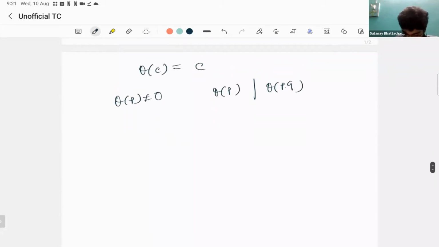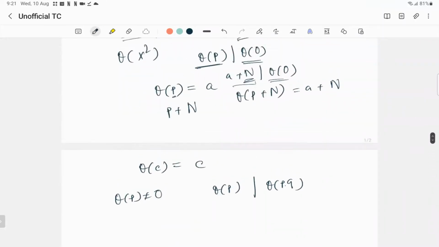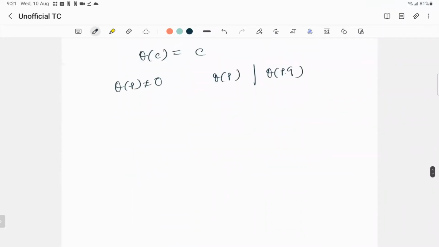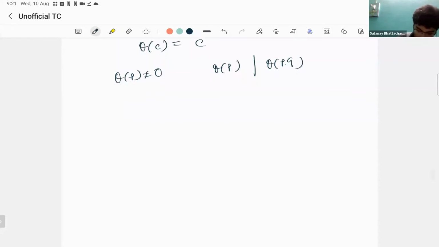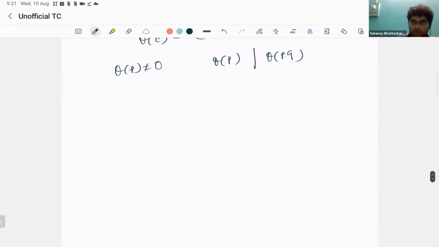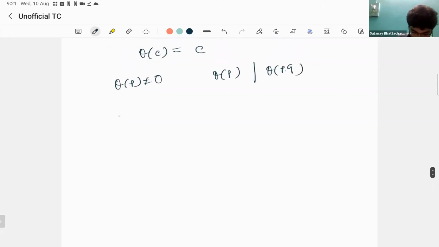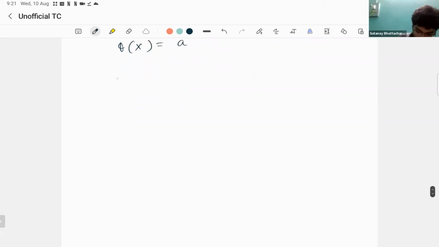Back to our problem. We can find theta on linear polynomials. We can show that for linear polynomials, it's of the form P of some value. Suppose theta of x is something. So we have theta of x plus c is a plus c.